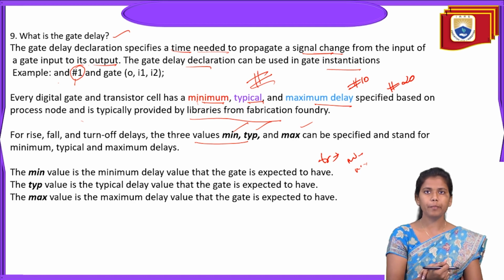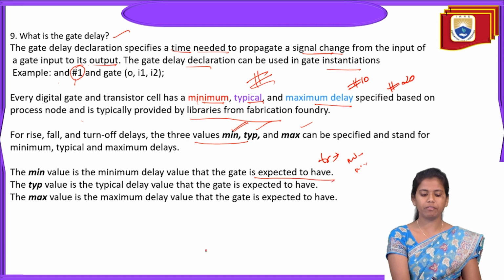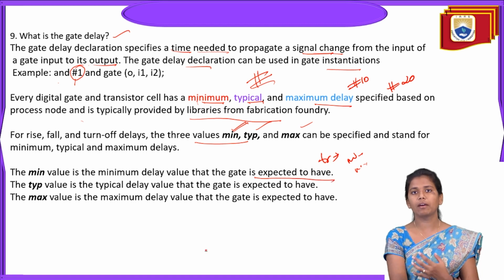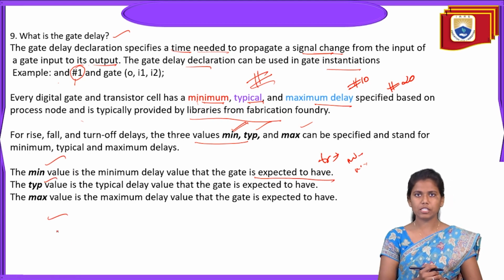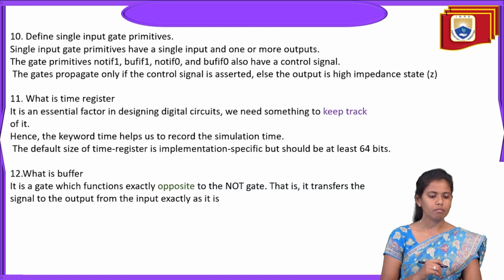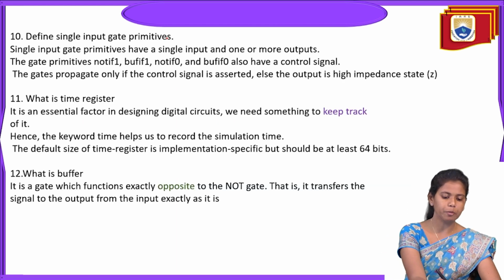So the minimum delay, min, is meant for the minimum delay that the gate is expected to have. So here the gate will have sometimes a minimum delay, sometimes a typical delay, sometimes the maximum delay as well. Okay, then define single input gate primitives.